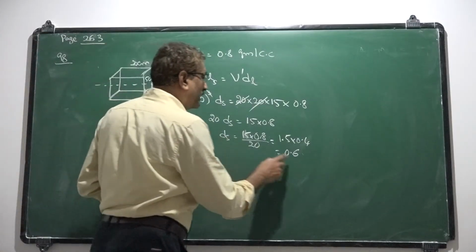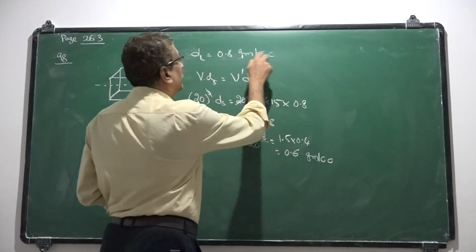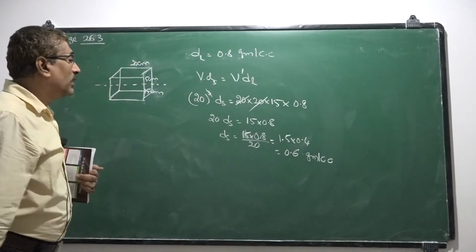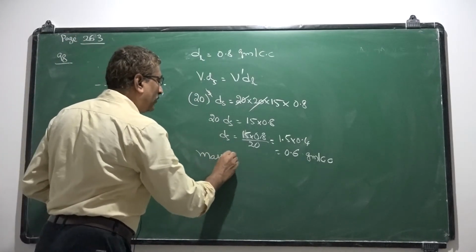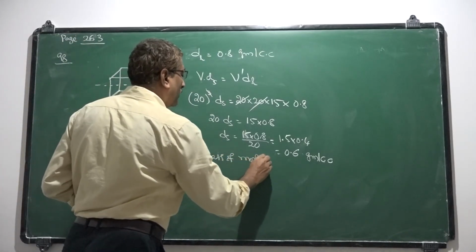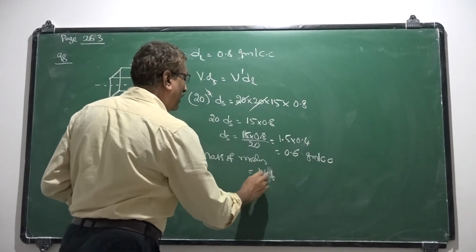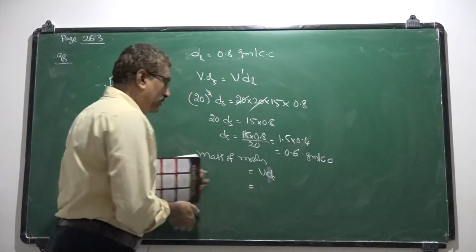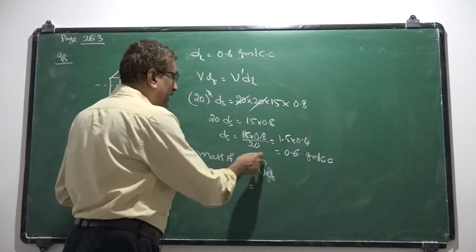Okay. So the density of the solid is 0.6 gram per cc, because it is also given in gram per cc. Now, the mass of the solid. The mass of the body is equal to volume into density. So the volume is 20 cube. Here the question is in kg, so you have to calculate the mass in kg.